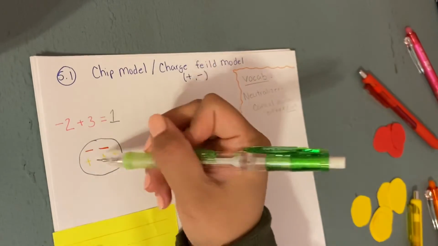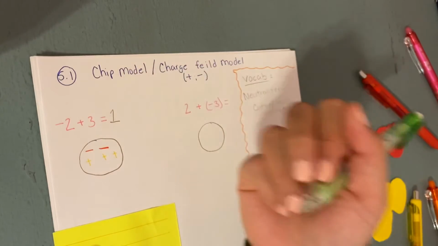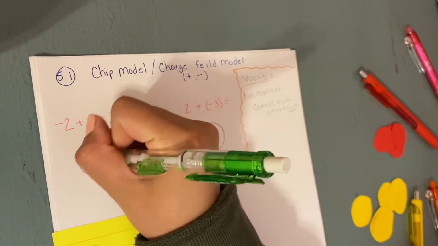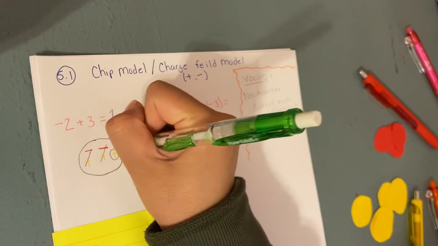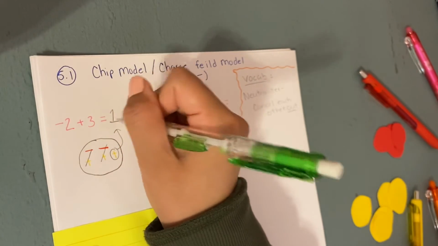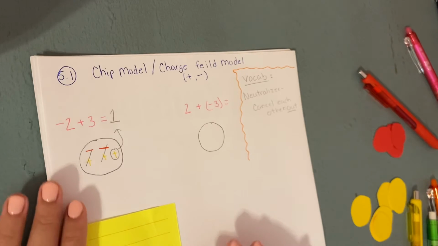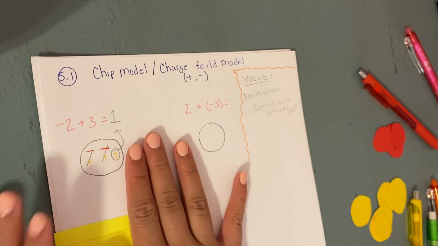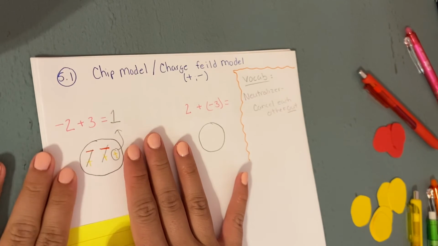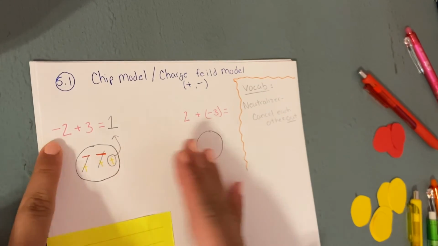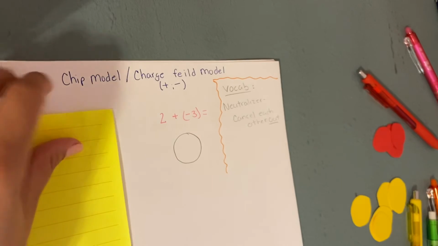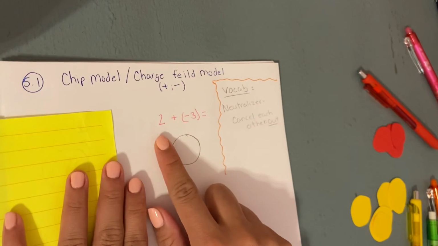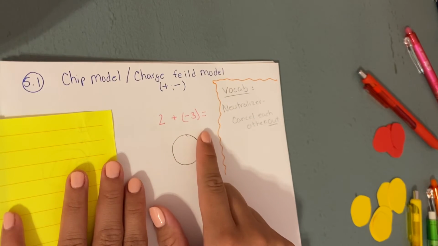It's a little bit easier if you align them so you can see which ones exactly cancel out. So this is going to cancel out and this pair is going to cancel out, and you are left with 1 positive charge. So that's going to be the chip model and the charge and field model demonstration for this problem. I'm going to cover this up so we don't get confused. We're going to go ahead and work with 2 plus negative 3.